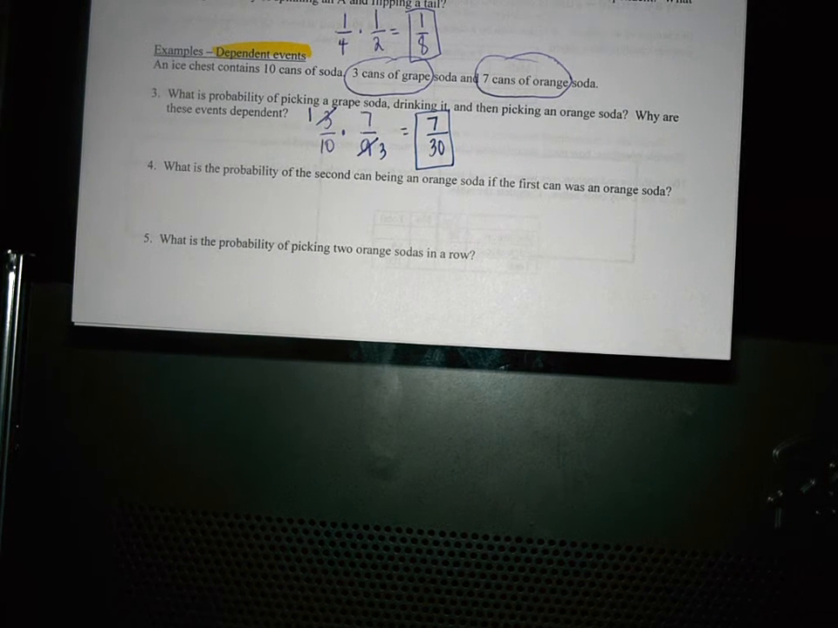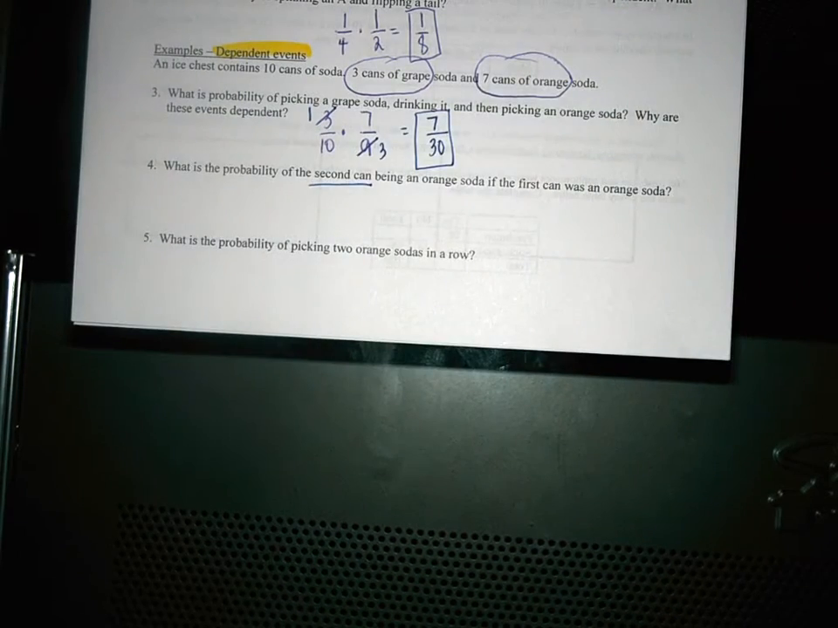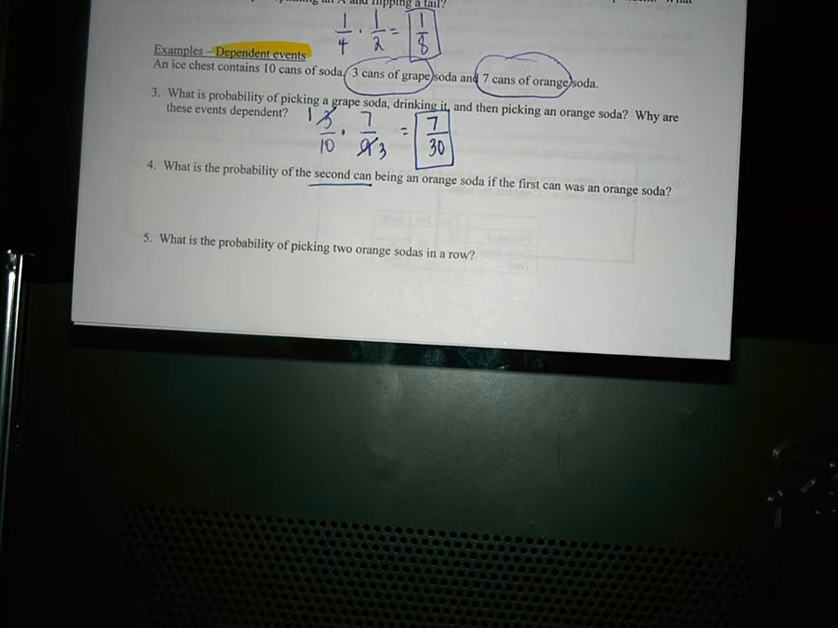Okay, number 4. It says, what's the probability of the second can being an orange soda if the first can was an orange soda? So they're not wanting us to do both of the events together. They only want the second event. So if an orange can has already been taken out, what's the probability of getting another orange?